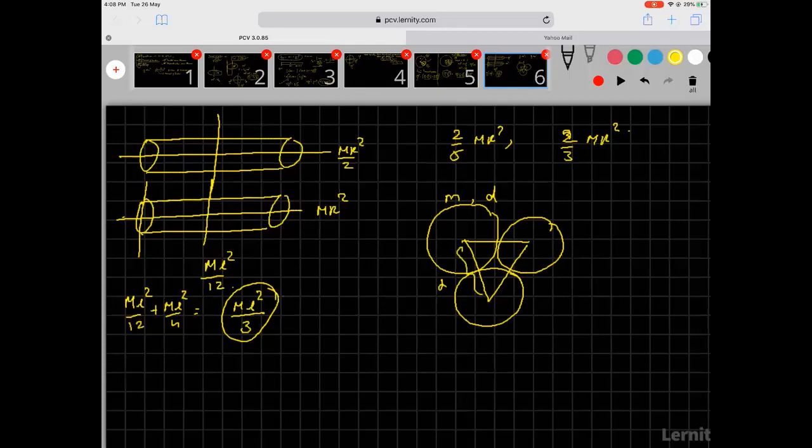The question is the ratio I0 by IA. They have given A here, B here, C here, and I0 is the centroid. So they are asking you to find the ratio of the moment of inertia I0 by IA. Can you please try to find it out? Take 2 minutes and then try to get it. About this, first you know the moment of inertia of each of them.